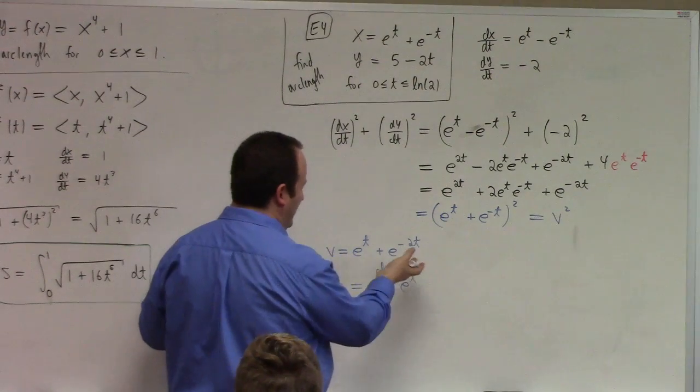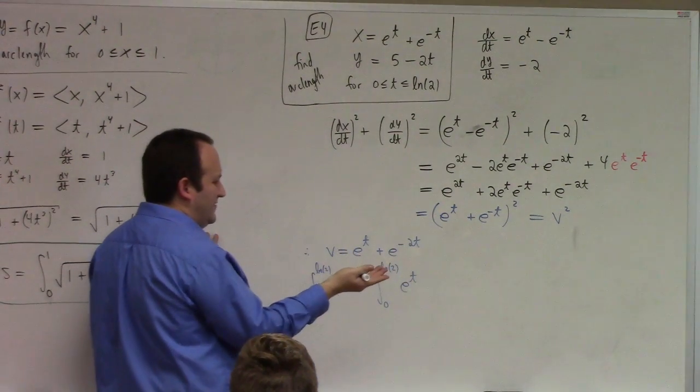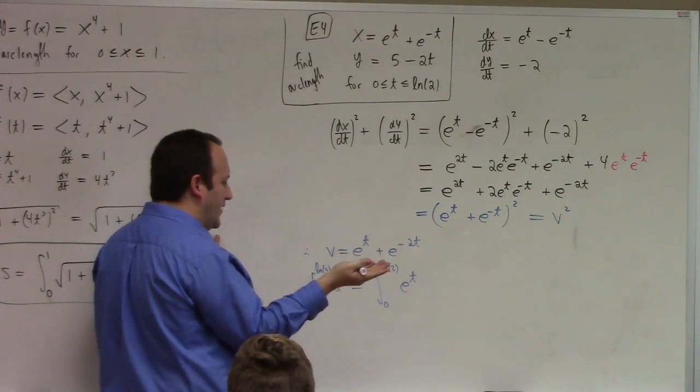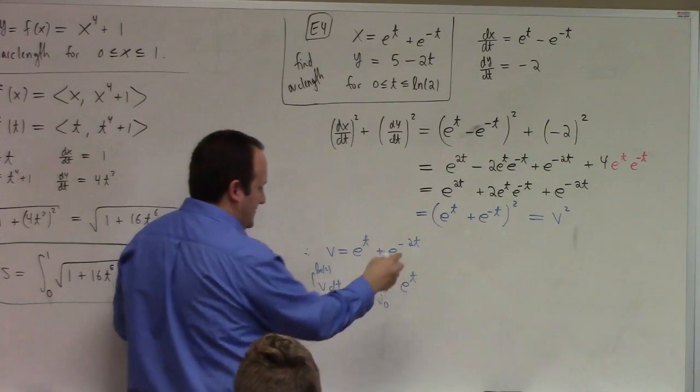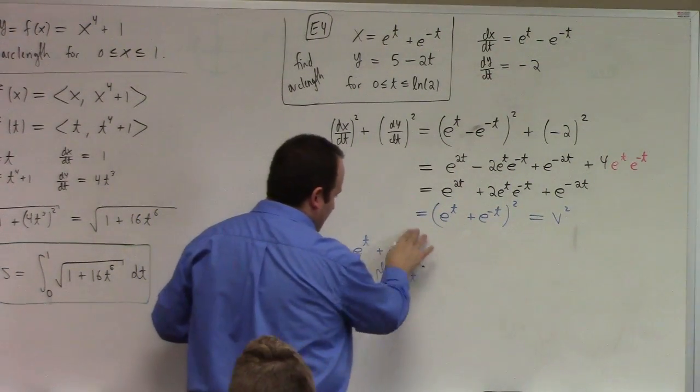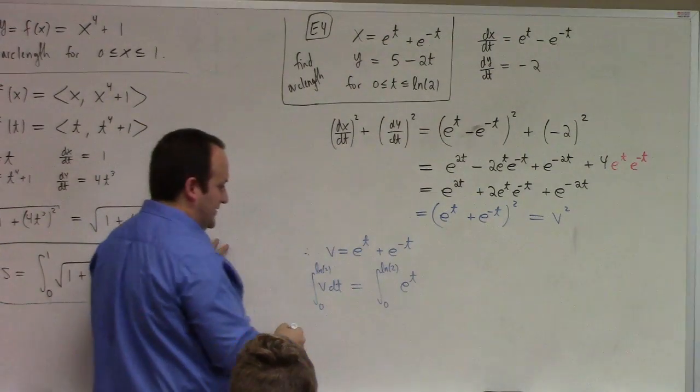Why do I have a minus 2t all of a sudden here? Like, why would I write that? Just sad. Okay, anyway, so e to the minus t, yes.